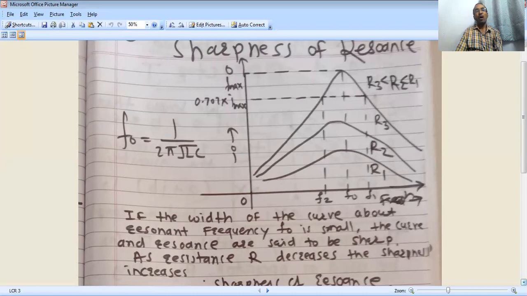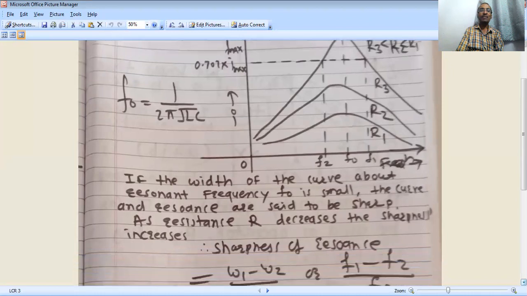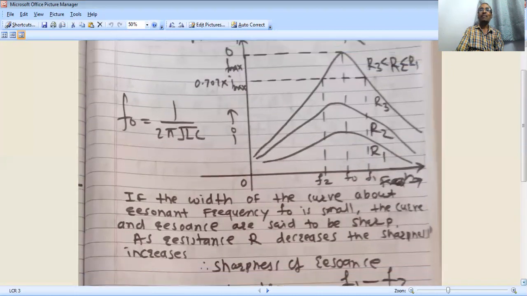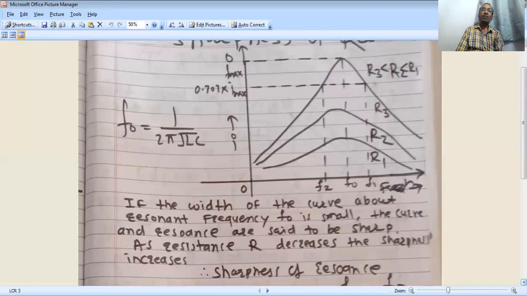So, how are we going to calculate the sharpness of resonance? See here. In the plot, the maximum current, let us suppose, is 10 milliampere. This 10 milliampere is multiplied by 0.707. What will come? Suppose 8 milliampere. Draw the horizontal line. Take carefully. Remember carefully. Listen carefully. Once again, I repeat, my friends.